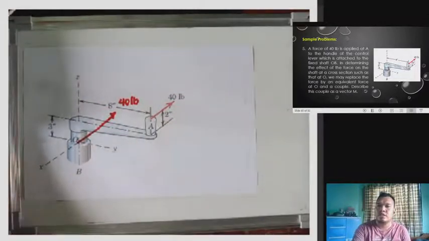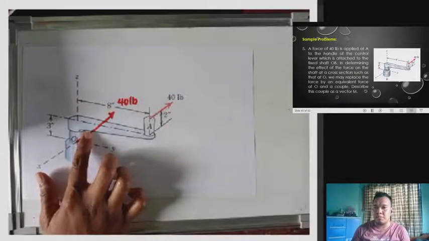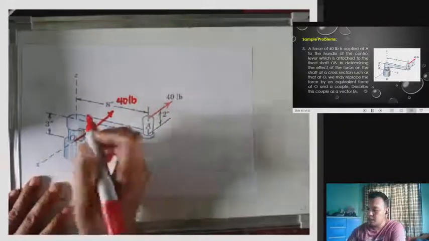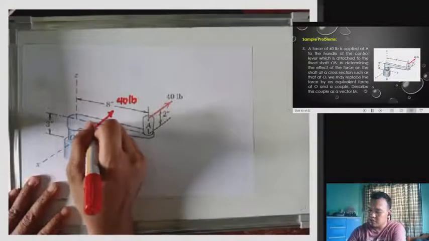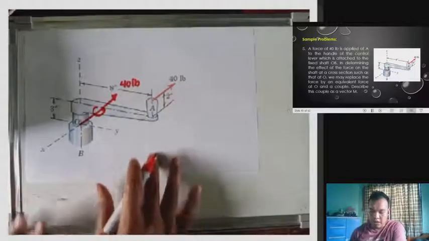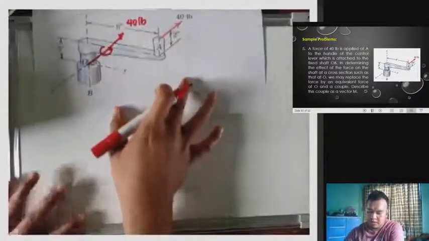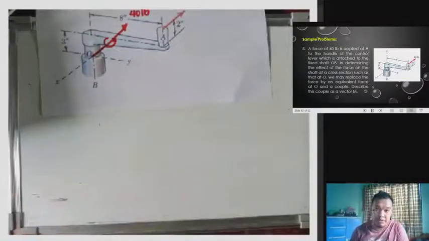So, dun, no, determining the effect of the force on the shaft, no. So, ibig sabihin, yung force 40 is 40 pounds pa rin yung i-apply natin. Yun nga lang, may kaakibat na moment na to. May kasama na siyang moment. Ganyan yung magiging itsura. Okay? So, to get the value of moment, we have here solution number 5.